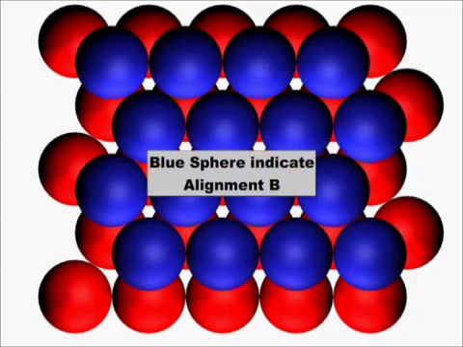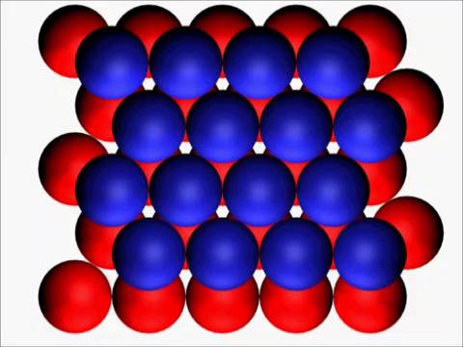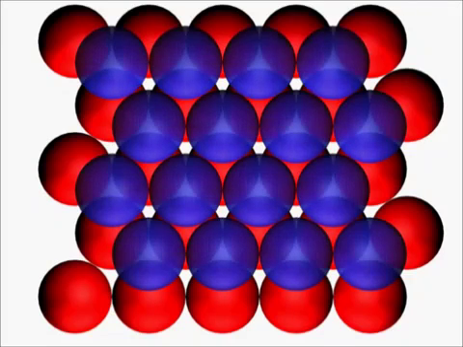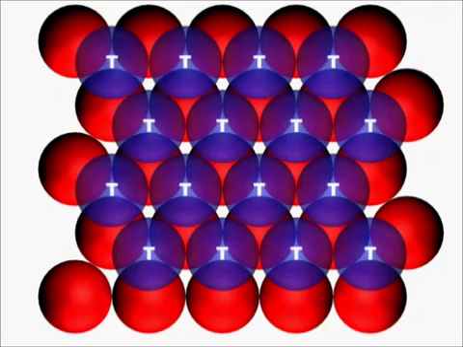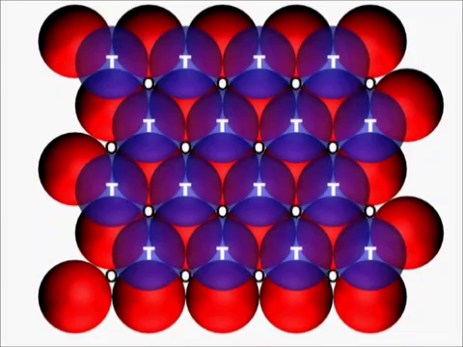The spheres of the second layer are blue in color, which indicates that this layer has a different alignment, and this alignment is called B. We can no longer see all the void spaces created between the two layers. In order to overcome this problem, we will make the second layer transparent. Now we can clearly see the two different types of voids created by these two layers. These are called tetrahedral voids, marked by the letter T. And these are called octahedral voids, marked by the letter O.